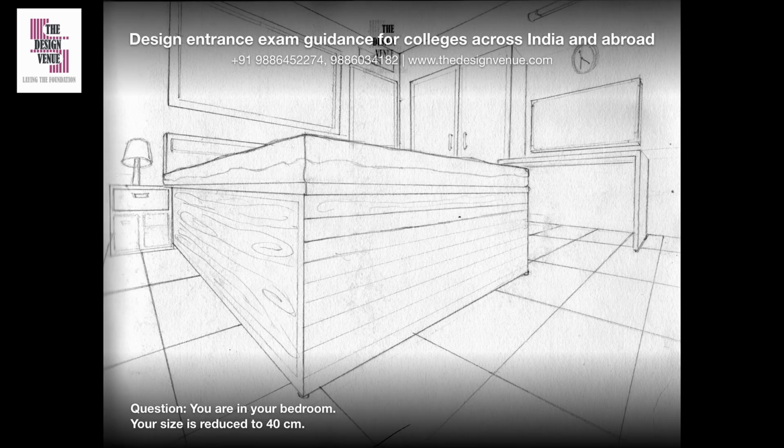In this question, you are in your bedroom and your size is reduced to 40 cm. So a bed is typically about 1.5 to 2 feet in height. So you can use that measurement as a reference to determine where the vanishing point should lie.